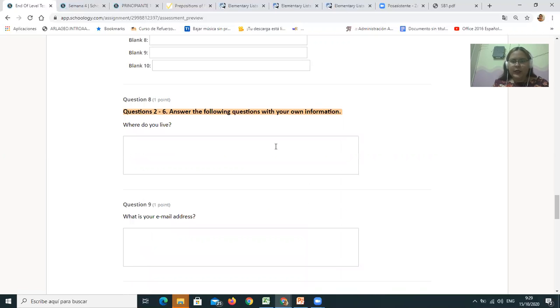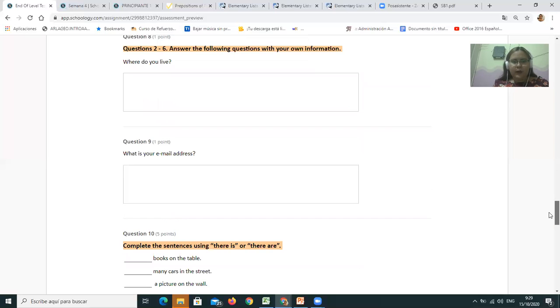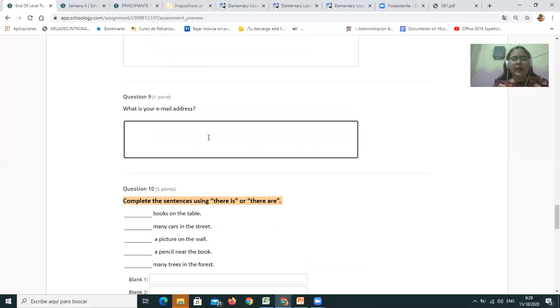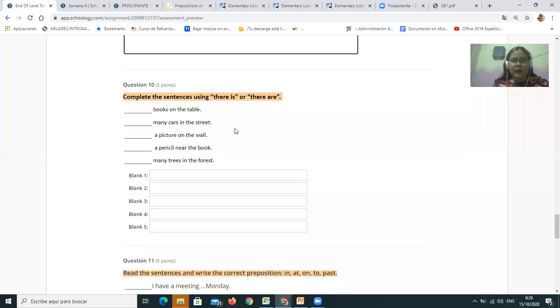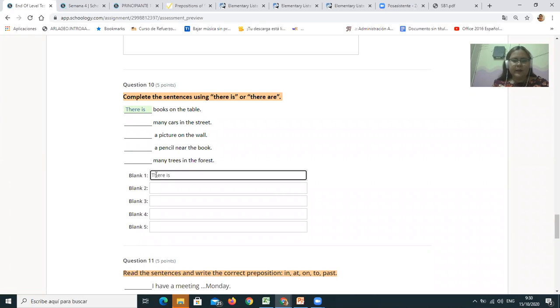Answer the questions. Aquí responda. Where do you live? I live in Soyapango. I live in Santa Tecla. Any place, okay, right? What is your email address? My email address is jbeltran@ and then all your email address. There is or there are. Aquí va a completar con there is or there are. Igual, aquí donde dice blank, aquí va a ir poniendo las respuestas. There is. There are. Okay.